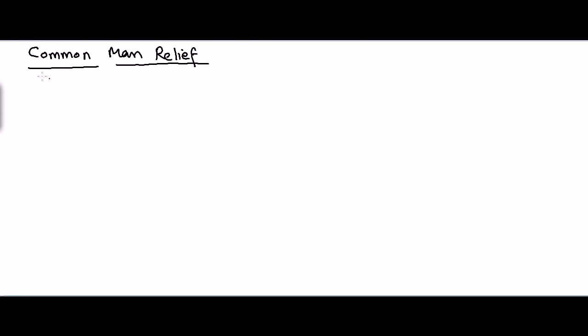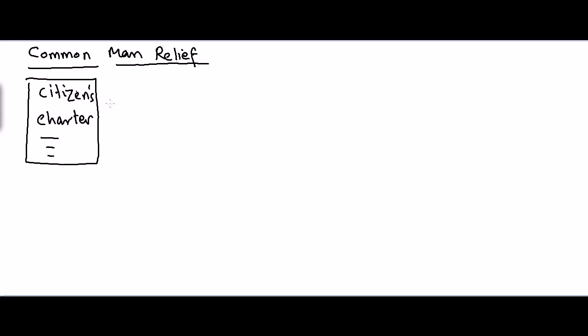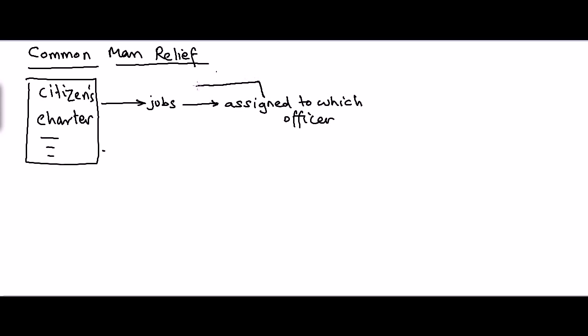On that note, how does the Lokpal ensure that no common man bribes a government official? Every government department prepares something known as the Citizens Charter. This charter consists of all the jobs performed by the department and the jobs assigned to which officers and the time to be taken for the completion of each job.